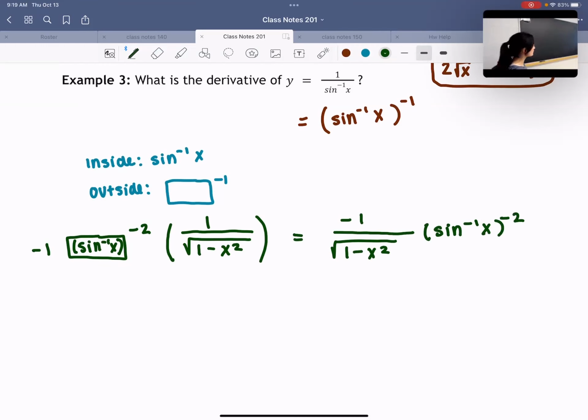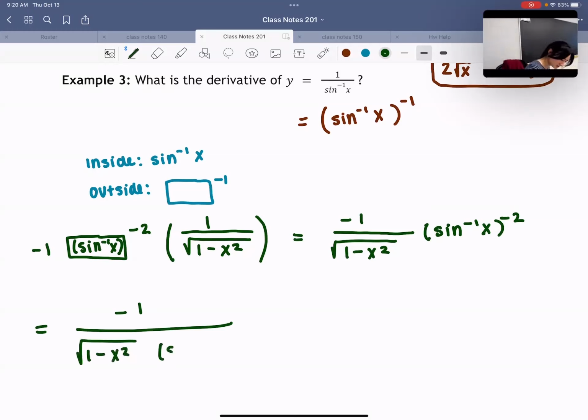What can I do when I have a negative exponent? So the -2, what does that do to sine inverse? Goes down to the denominator. Good. So now I have -1 over the square root of 1 minus x squared times sine inverse x squared.